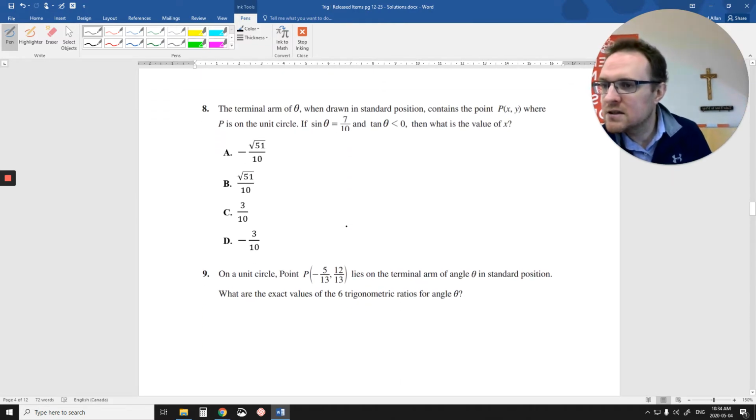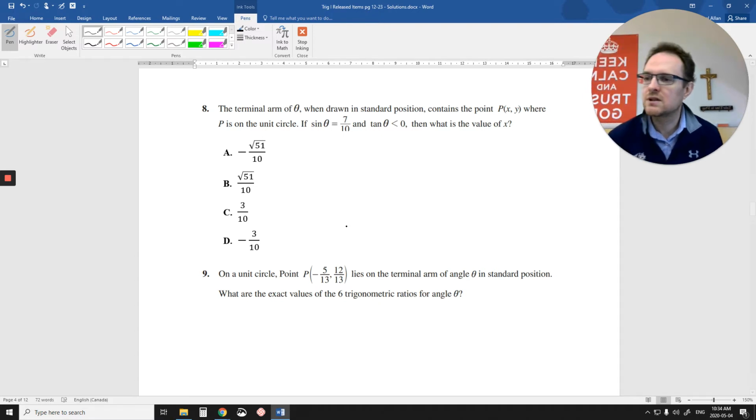So they give us some information about this. So this is a sine is positive. So what I know about sine being positive, it has to be in the first quadrant.